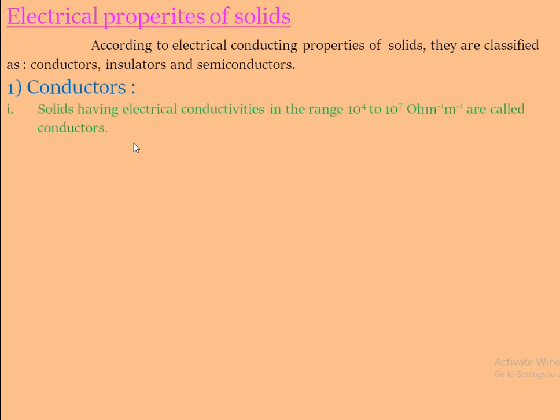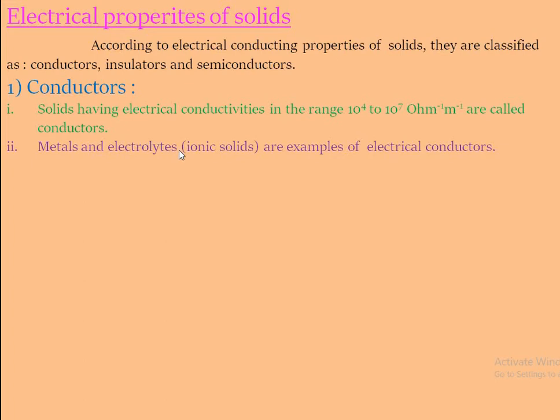Solids that have electrical conductivities in the range of 10 raised to 4 to 10 raised to 7 per ohm per meter are called conductors. They can conduct electricity. Second point, metals and electrolytes, that is, ionic solids, are examples of electrical conductors.